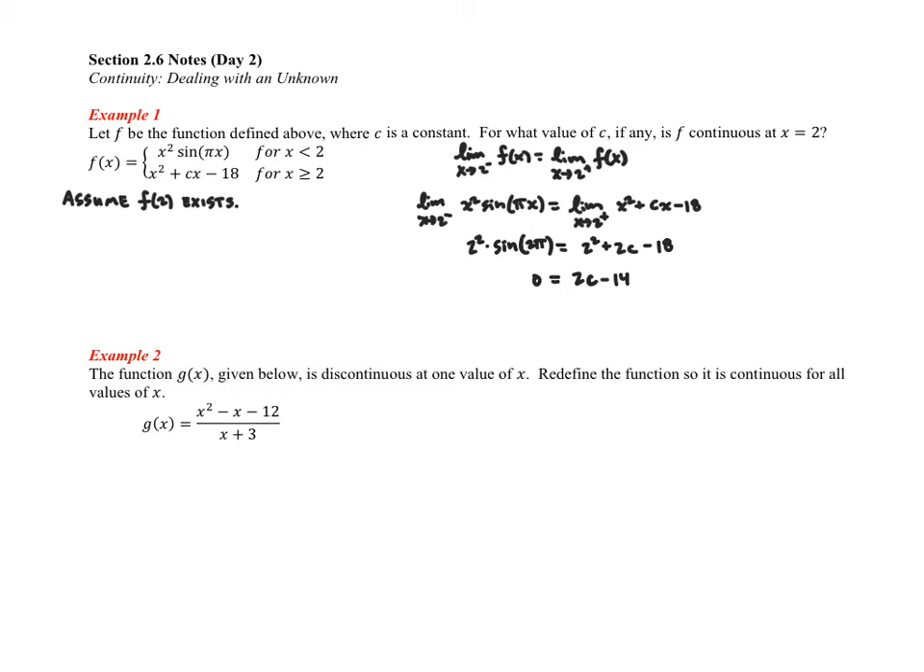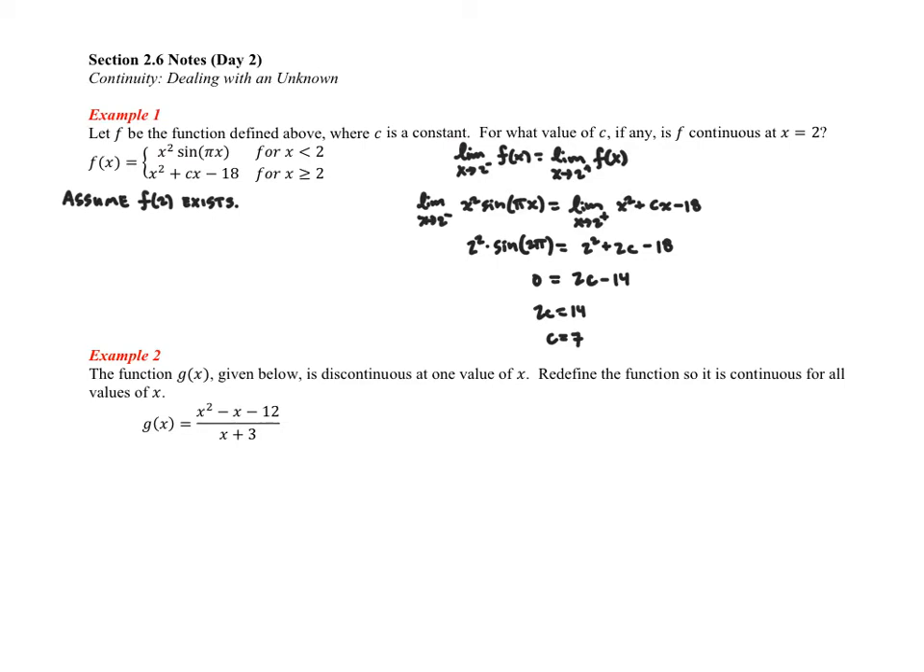Now, when I solve for c, this will be the value for c such that f of x is continuous at x equals 2. So I'd solve, so 2c is equal to 14, and therefore c must equal 7 in order for f of x to be continuous at x equals 2.